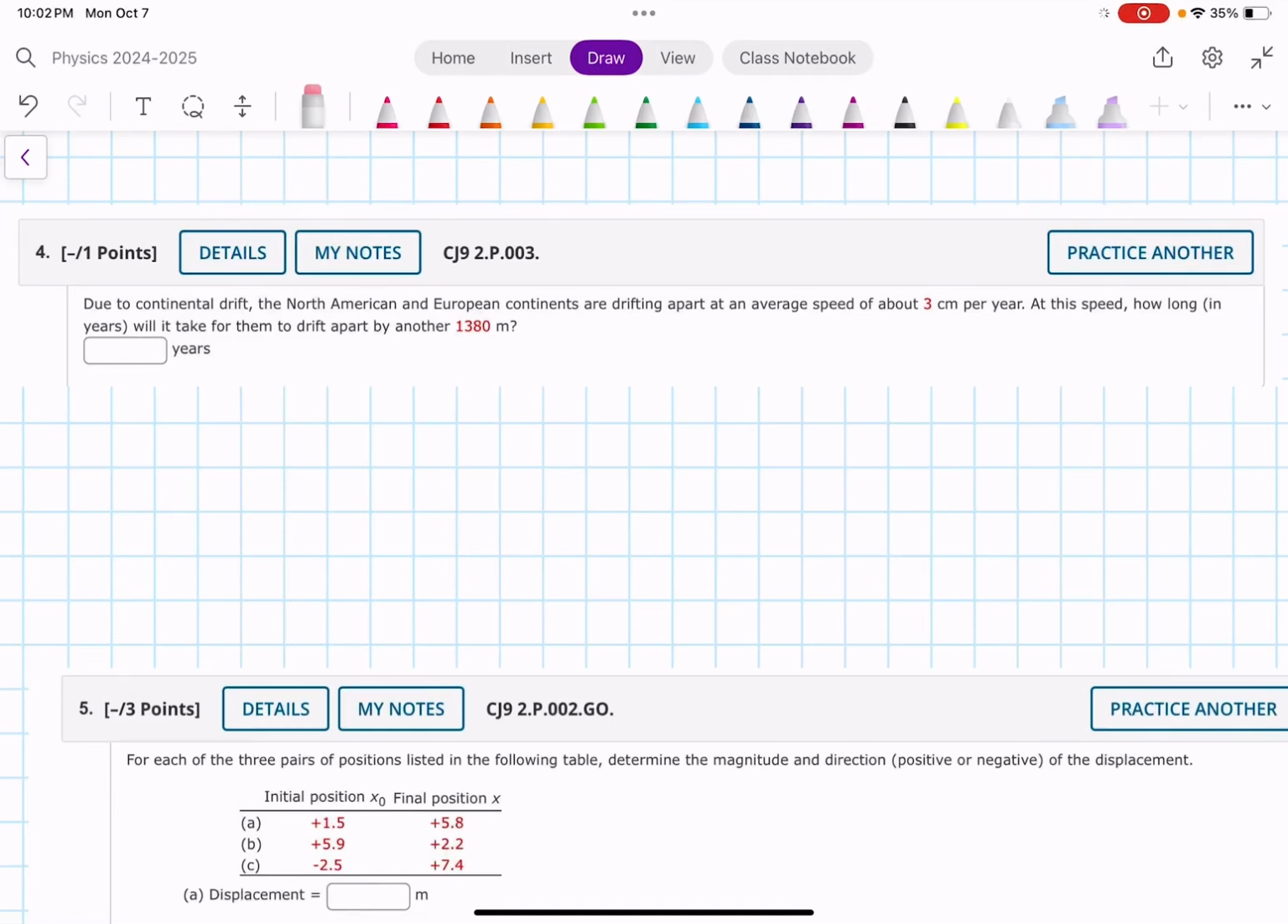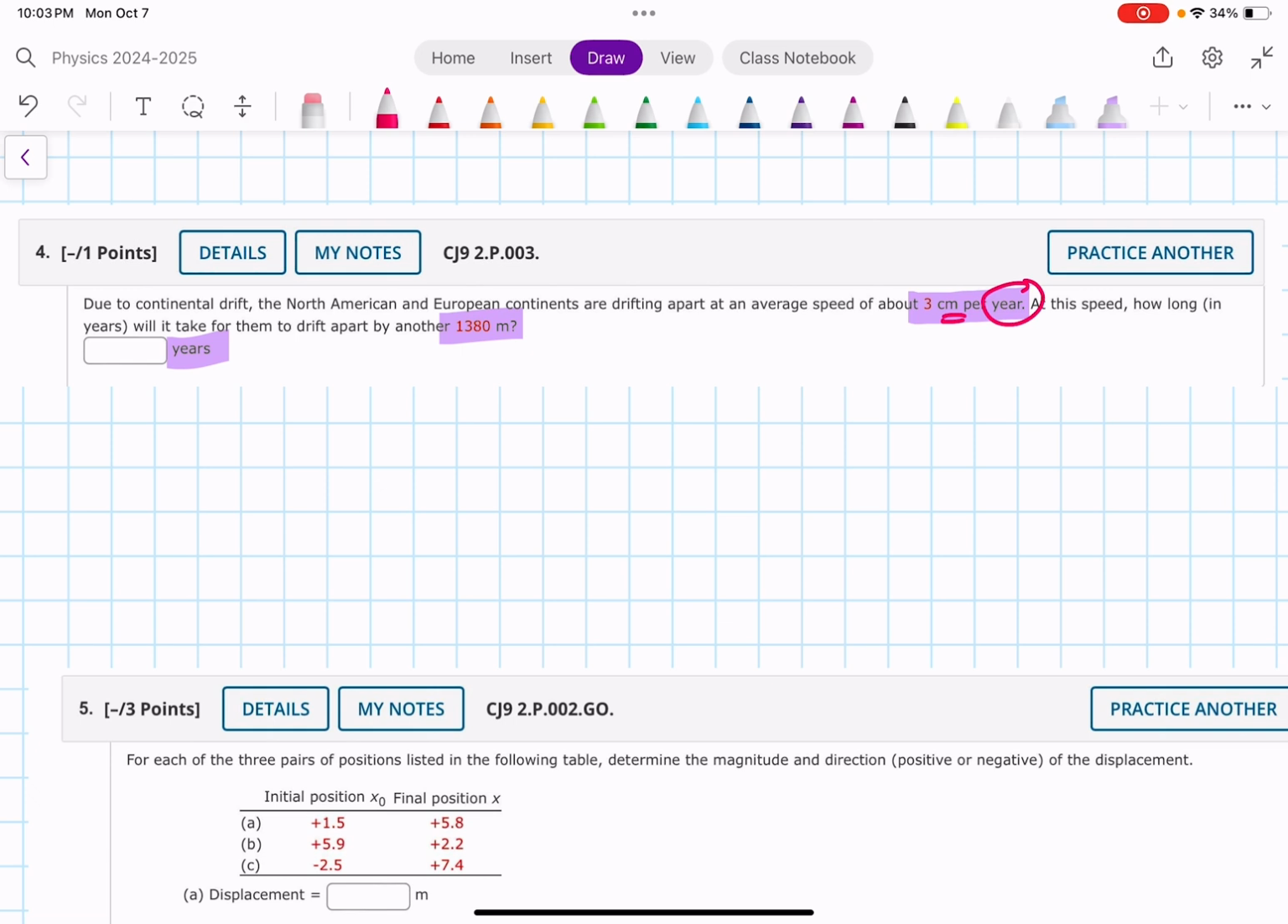All right. For question 4, we definitely have a unit situation because they tell us that the continents are drifting apart at a speed of about 3 centimeters per year. But then they say, how long is it going to take for another 1,380 meters? So we have centimeters and meters we have to sort out. The good thing is that they want the answer in years, so we don't have to deal with the years. So we can leave the years as years, but we should convert the centimeters to meters.